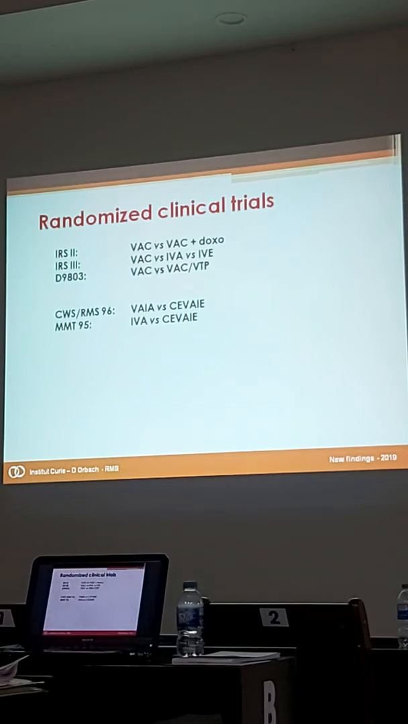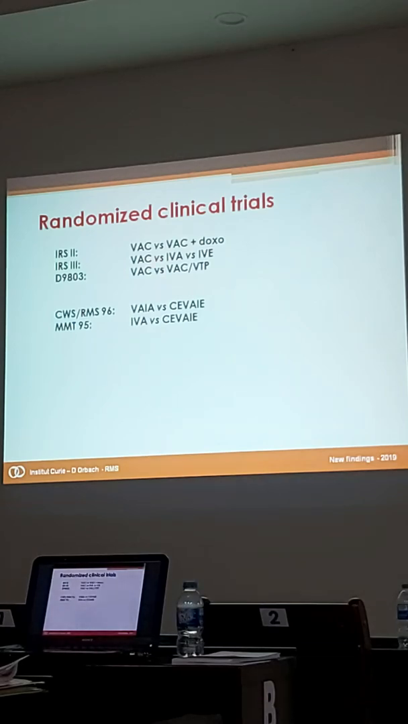So where we were, we already knew in the previous North American protocol that VAC plus VAC and DOXO were compared and were exactly the same. In the high-risk study, they tried to compare VAC versus IVA versus ifosfamide vincristine etoposide. So this is to see if the European IVA was better than the North American VAC. And the result was exactly the same. So we can confirm that if you want to give VAC to your patient, it's a good thing. If you want to give IVA to your patient, it's a good thing. The outcome is exactly the same.